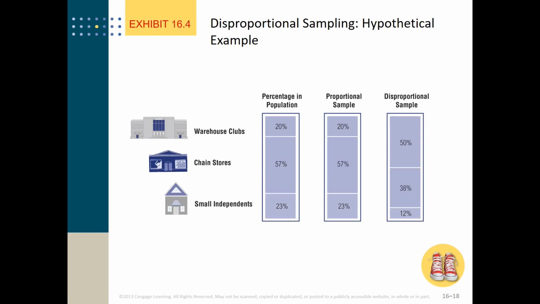If you look at this example, you are selecting some stores and you have three strata: warehouse clubs, chain stores, and small independents. And the population characteristic is there are 20% warehouse clubs, 57% chain stores, and 23% small independents. Now, if this characteristic is maintained in your sample, that means you have 20% warehouse clubs, 57% chain stores, and 23% small independents, then it's a proportional sample. However, if that is not maintained, for example, 50% warehouse clubs, 38% chain stores, and 12% small independents, then it is a disproportional sample.